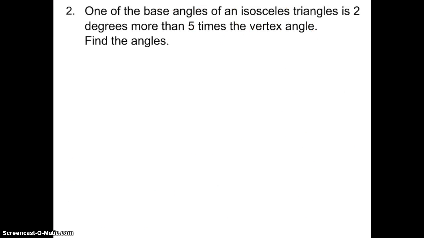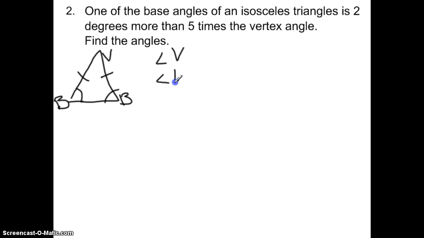So this one's a little different than the one we just looked at. This says one of the base angles of an isosceles triangle is 2 degrees more than 5 times the vertex angle. So now we have to remember the properties of an isosceles triangle. An isosceles triangle has two congruent sides, which means we have two congruent base angles, and our angle at the top is our vertex. So instead of angles A, B, and C, we're going to have two base angles and a vertex.